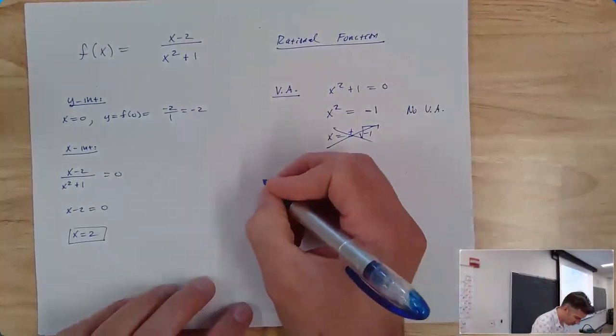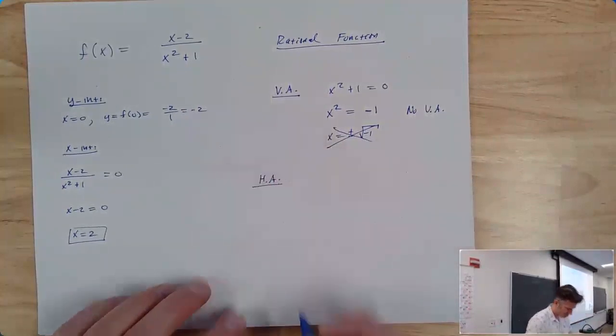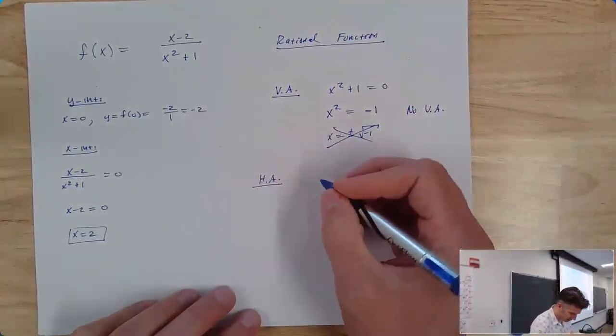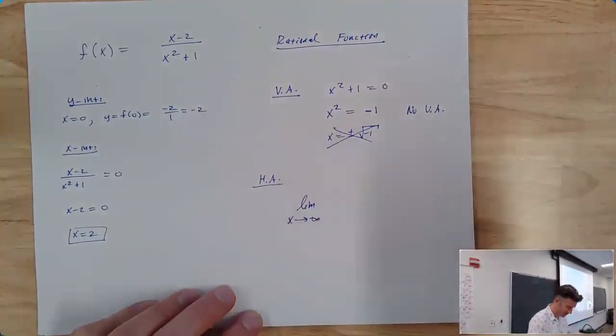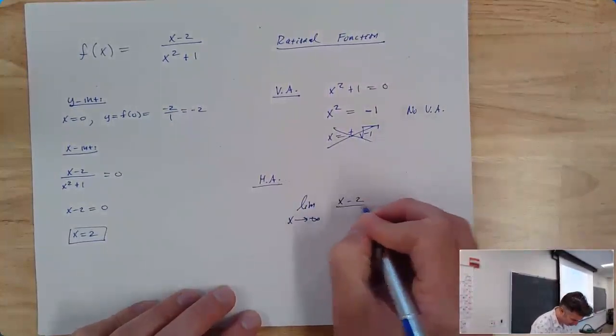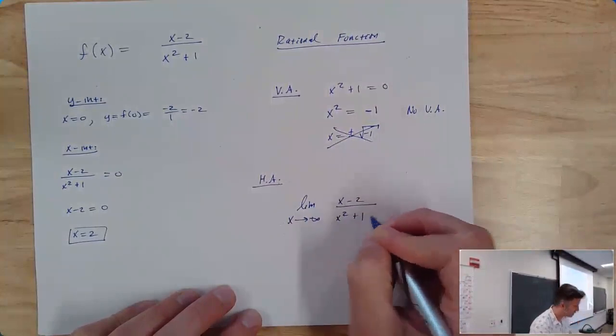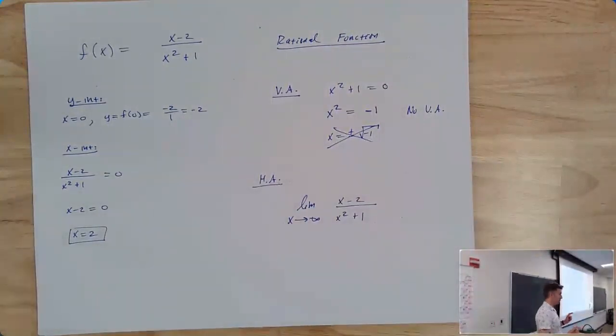And lastly, we have the horizontal asymptotes, which we're going to find by taking the limit as x goes to infinity or negative infinity. I will point out that for rational functions, you get the same value either way. So if you have a rational function, you take the limit to infinity or a limit to negative infinity, you get the same result. Here's why.